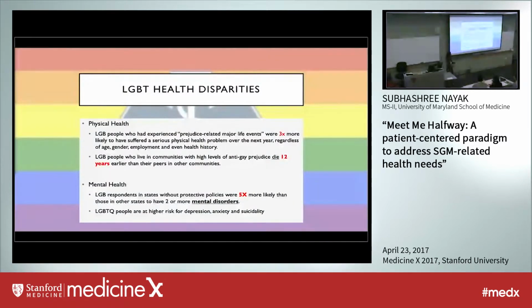Lesbian, gay, and bisexual people who live in communities with high levels of anti-gay prejudice die 12 years earlier than peers in other communities. So you can see that this has profound effects on people's actual lives. And as for mental health, lesbian, gay, and bisexual respondents in states without protective policies were 5 times more likely than those in other states to have 2 or more mental disorders. We know that the coincidence of depression, anxiety, and suicidality is very high in the LGBT community. Particularly susceptible populations are LGBT youth and transgender individuals.